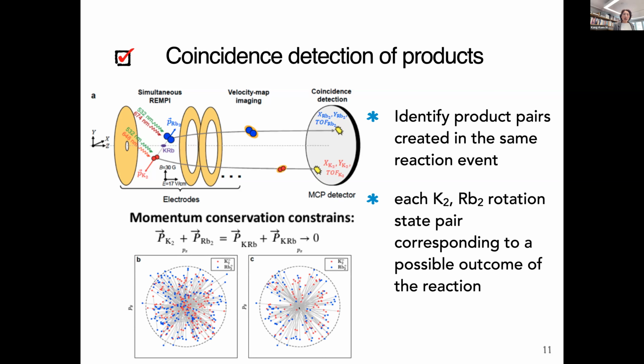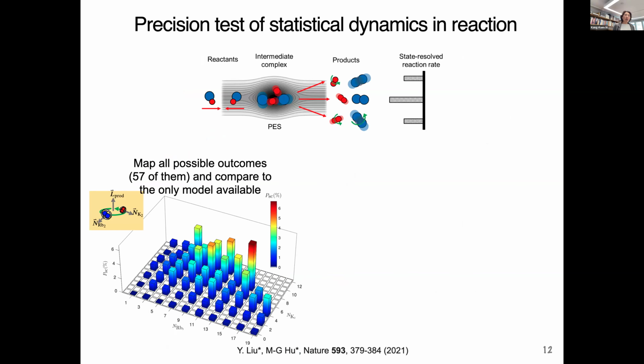So with this, the tool set is complete to be able to tease out reaction product quantum states and pairs, specifically from the same reaction event. So once we have these tools, what we did right away is map out all the quantum states.